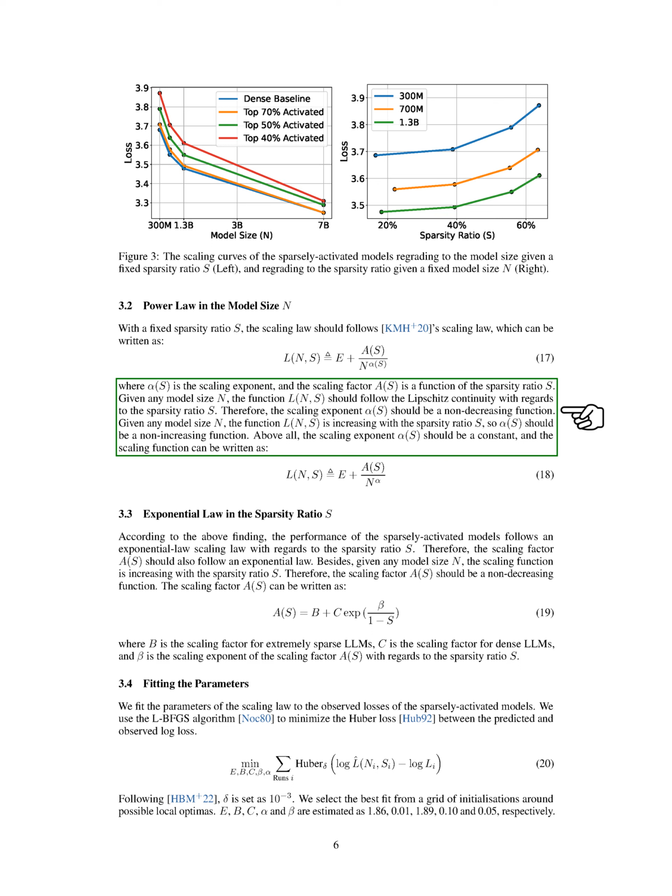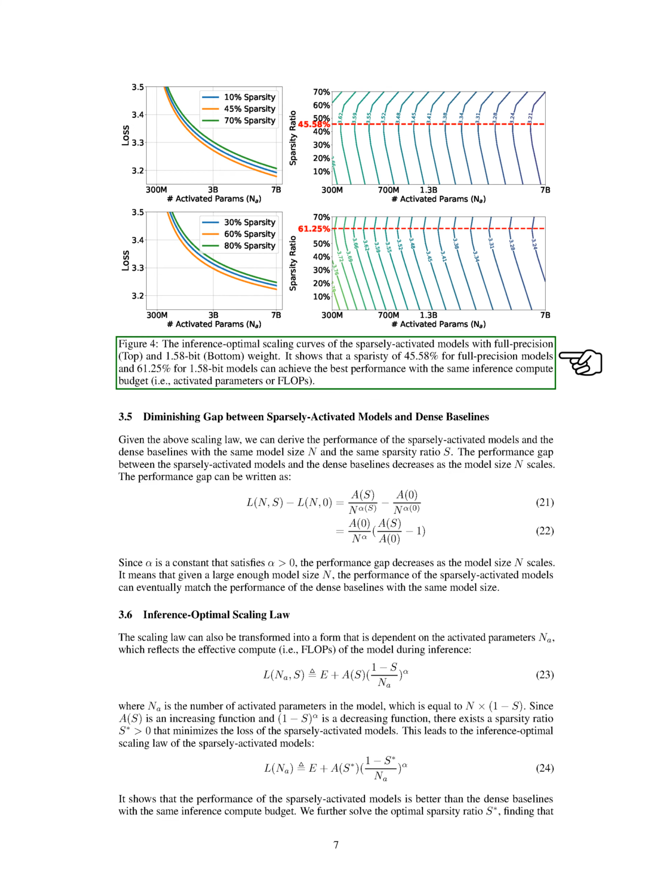We also transform the scaling law to focus on the activated parameters, denoted as Na, which reflects the effective computation during inference. Here, Na equals n multiplied by 1 minus S. Given that A(S) is an increasing function and (1-S) raised to the power of alpha is a decreasing function, we identify a specific sparsity ratio, denoted as S*, that minimizes the loss for our sparsely activated models. We find that S* is approximately 45.58%.